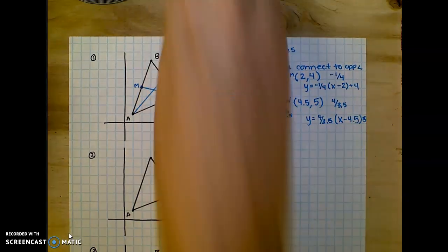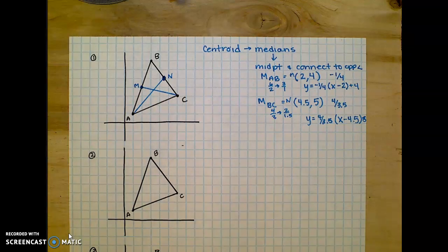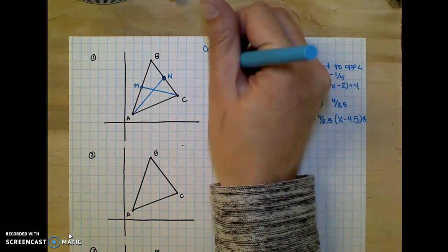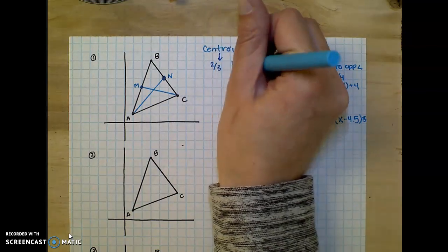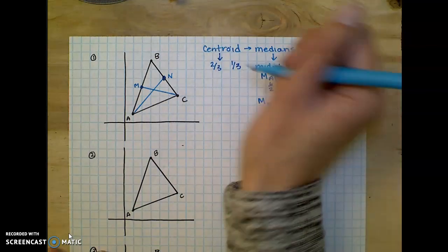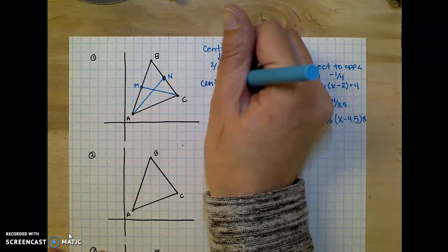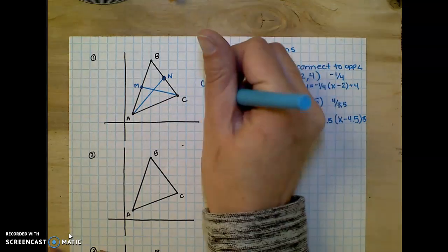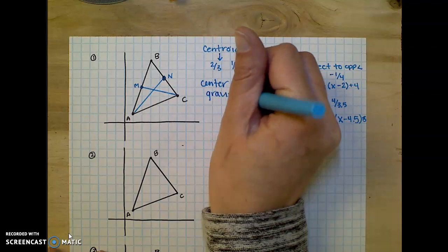The other thing that you need to know: now the centroid doesn't have any super fun stuff with it. I should just say that it's got that 2/3, 1/3 thing. And it's your center of gravity. So that's kind of the fun fact about your centroid.